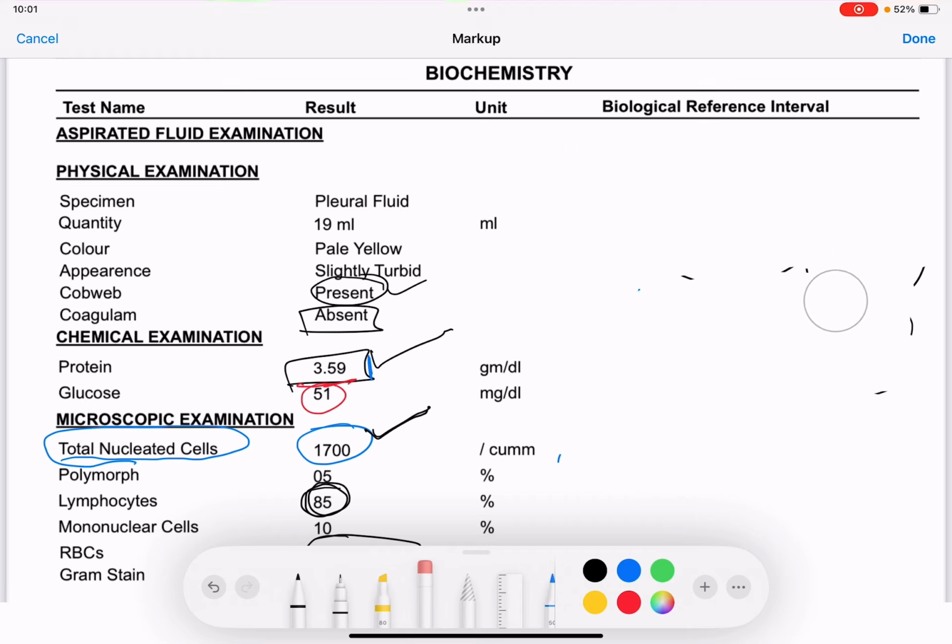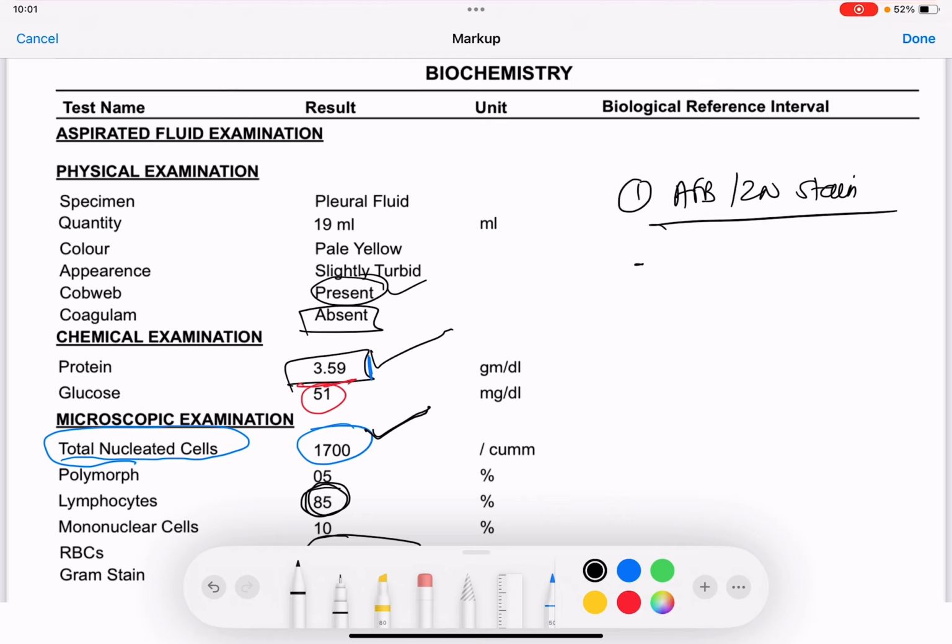So to start a patient on anti-tubercular drugs, if the patient has pleural fluid, the most important thing is AFB stain or ZN stain, which should actually tell us whether the patient has tuberculosis or not. And the second thing is gene expert. If gene expert is positive, or AFB stain or ZN stain is positive, we can definitely start the patient on anti-tubercular drugs, especially if the other things are also supportive, like high proteins, total nucleated cells with lymphocyte predominance, high ADA, or cobweb.